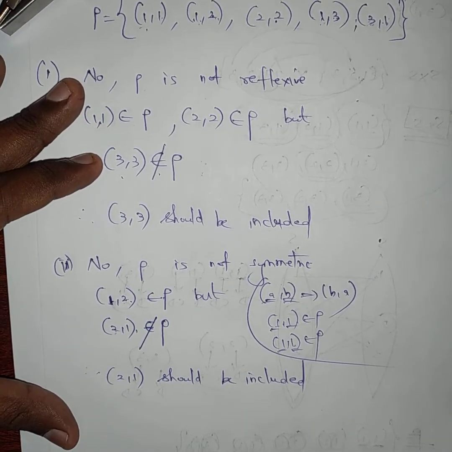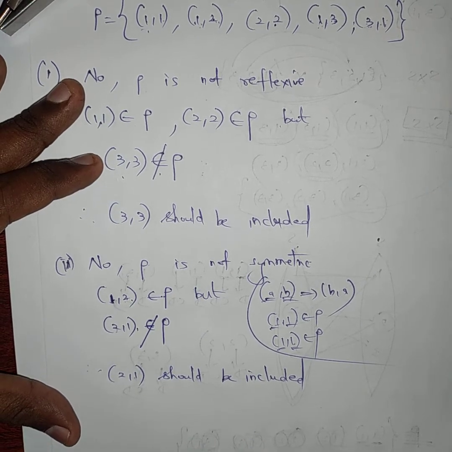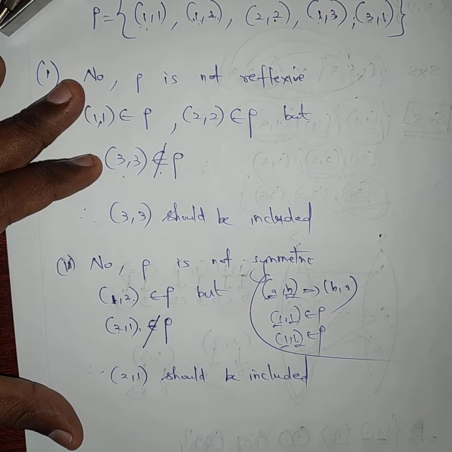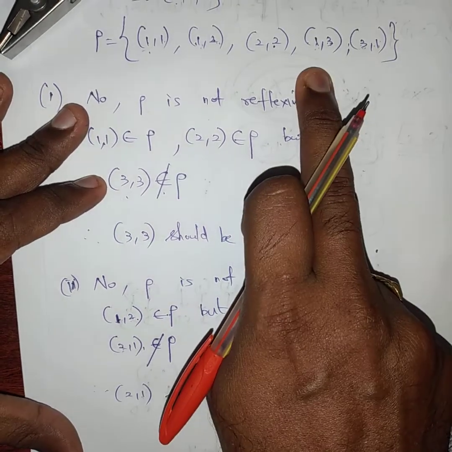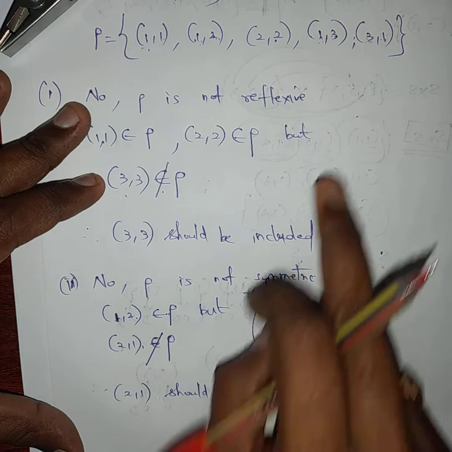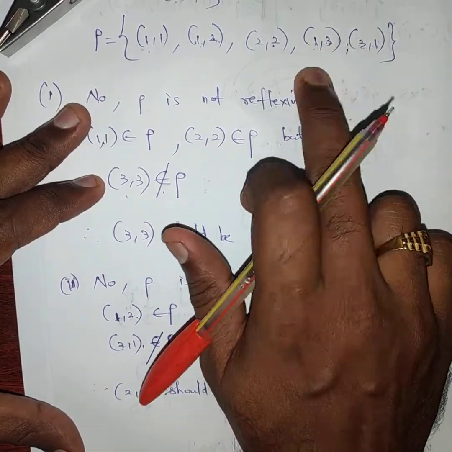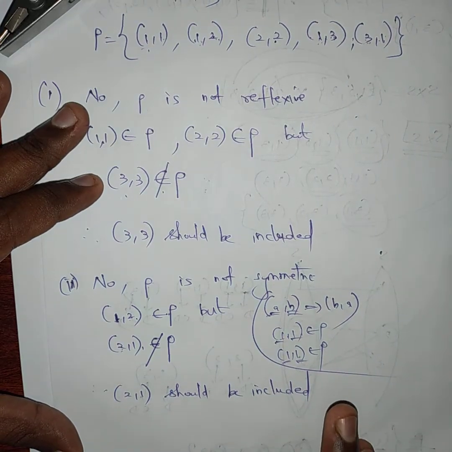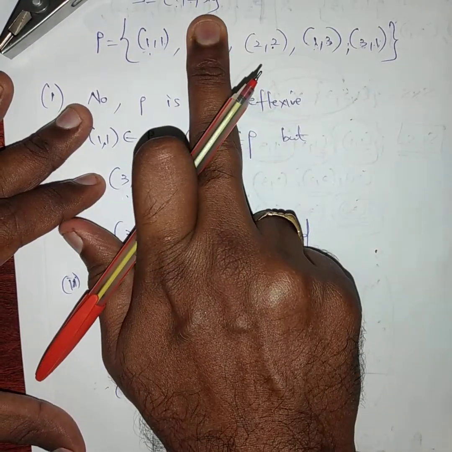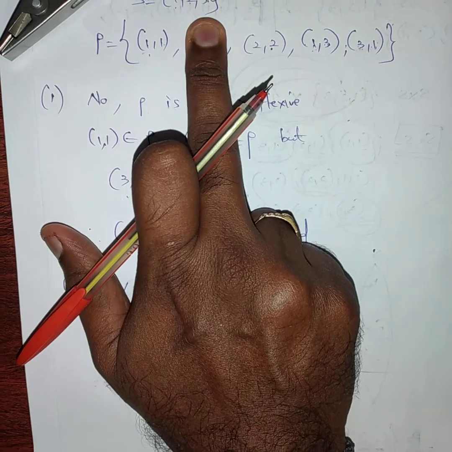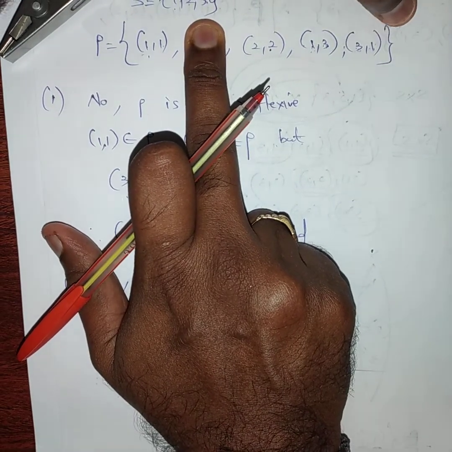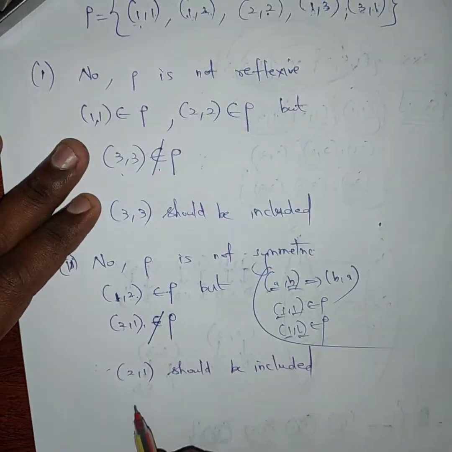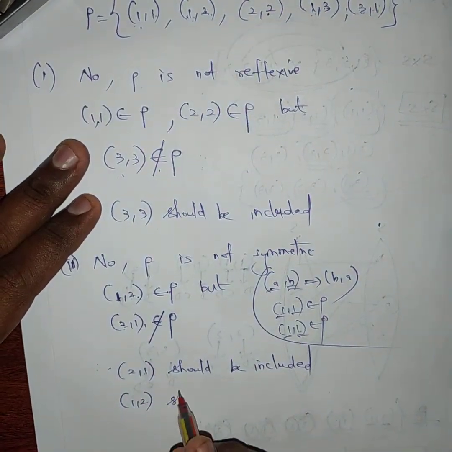Then what is the question? Write the minimum number of ordered pairs to be deleted from R to make it symmetric. What should be deleted to make R symmetric? For example, if I delete 1 comma 2, if there is no 1 comma 2, remove the 1 comma 2. 1 comma 1, no problem. 2 comma 2, no problem. For 1 comma 3, there is 3 comma 1. For 3 comma 1, there is 1 comma 3. So what I need to delete? I need to delete 1 comma 2. 1 comma 2 should be deleted.